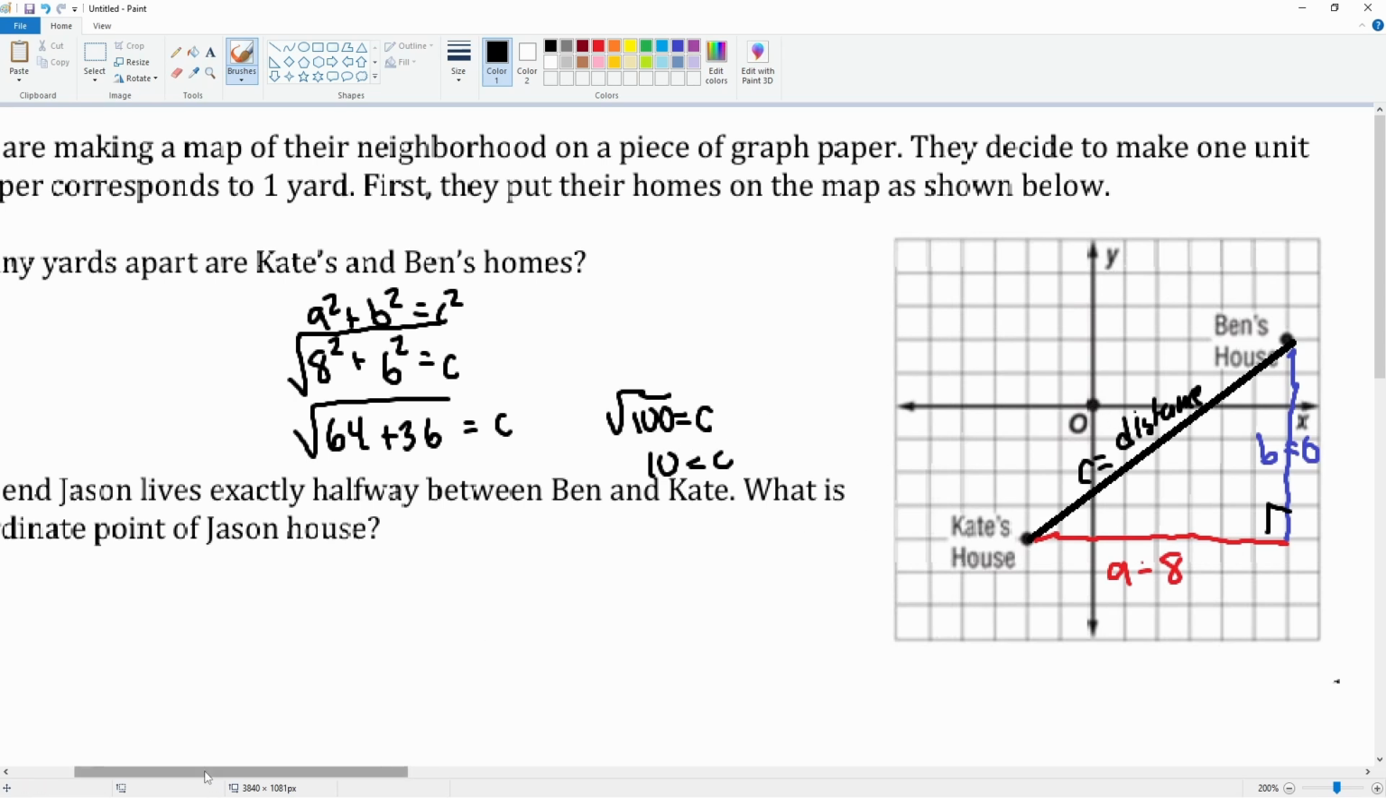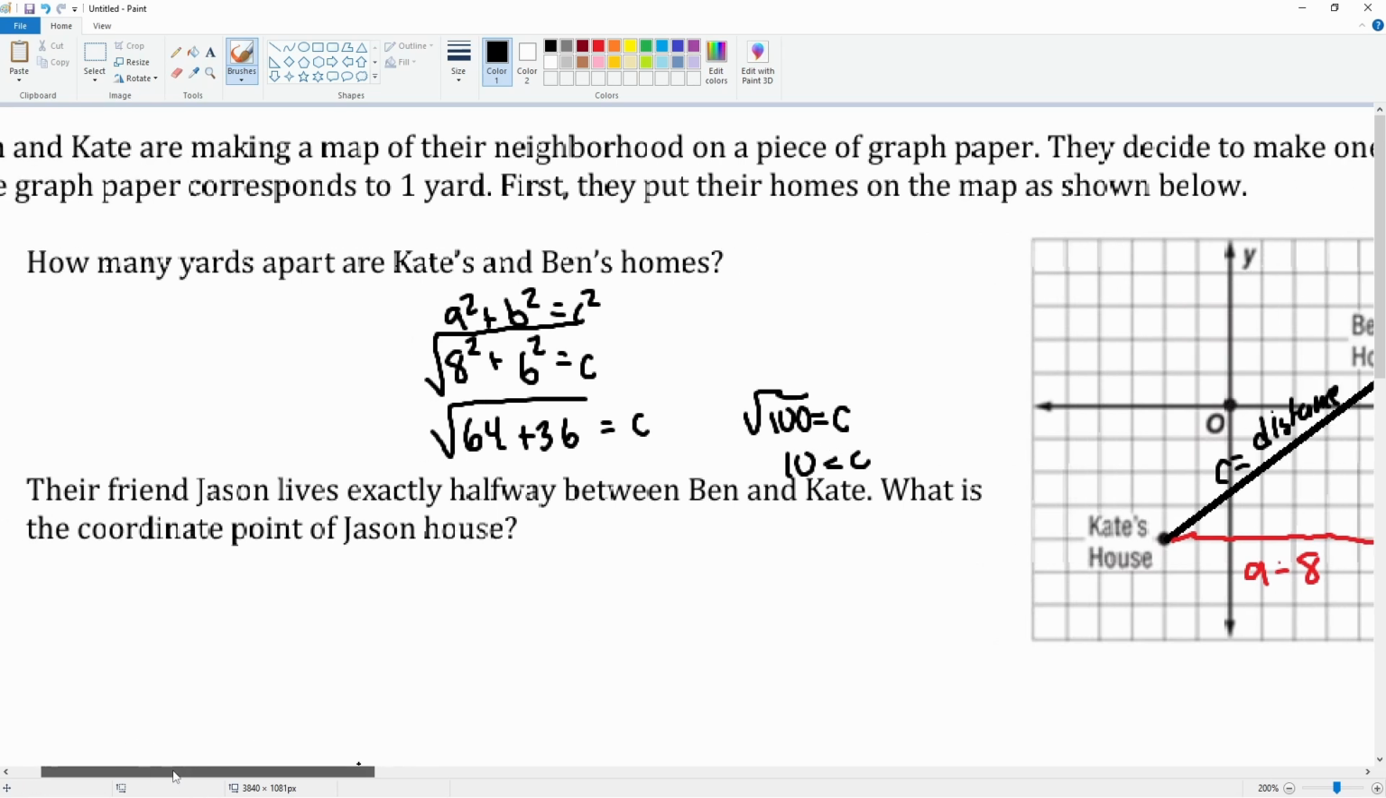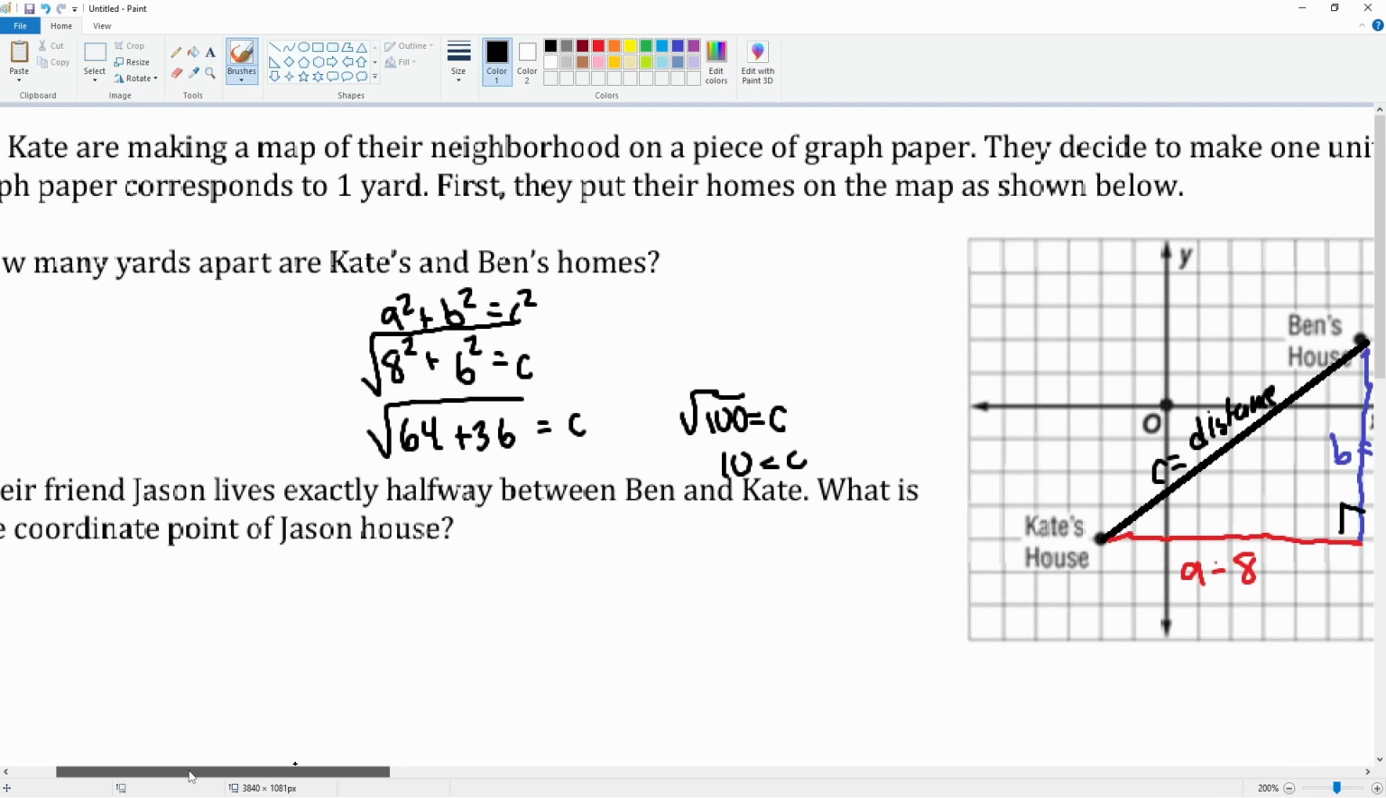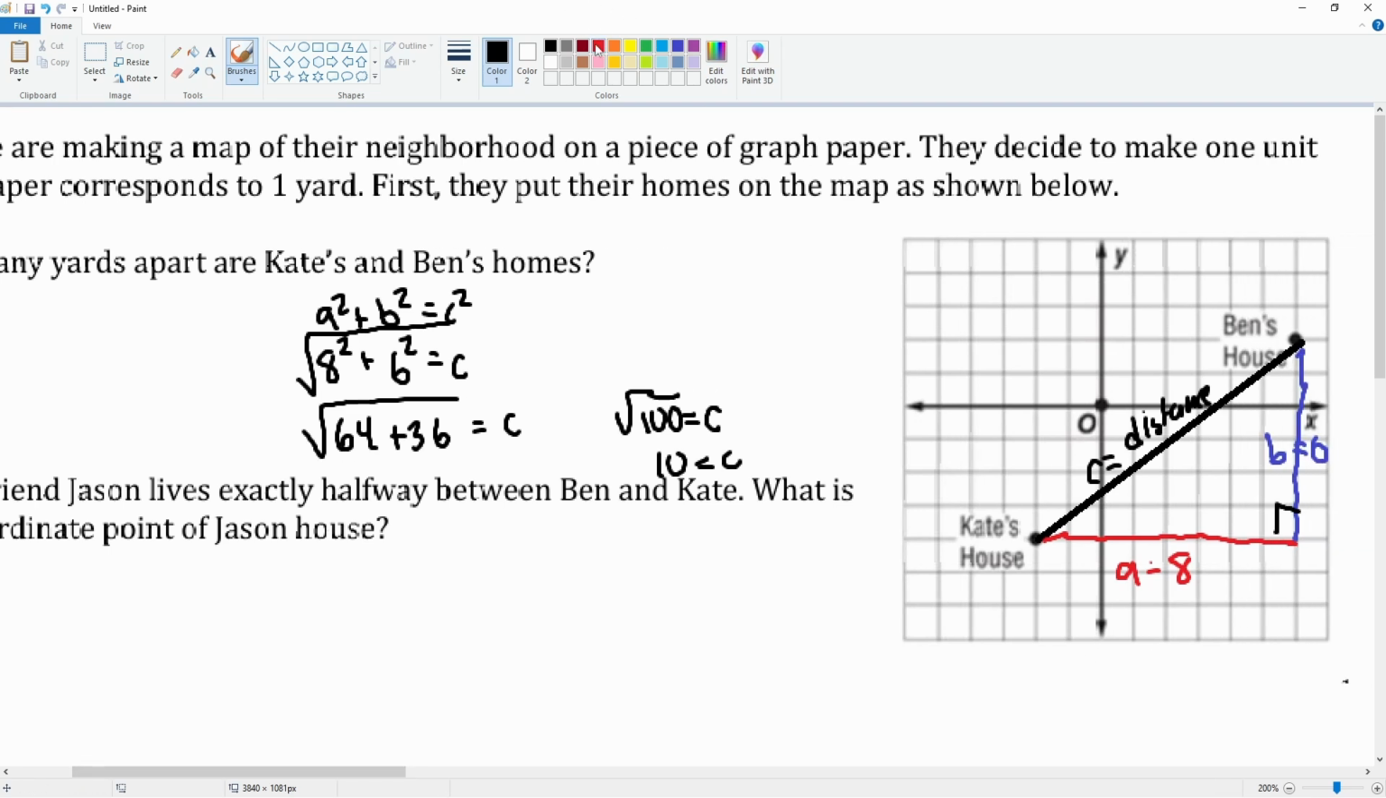That would be 10. Their friend Jackson lives exactly halfway between Ben and Kate. What is the coordinate? So notice this was 8 horizontally, so half of that would be 4. 1, 2, 3, 4, and then up 3 because that's half of 6. So here would be their friend Jackson's house, and it is the coordinate of (2, -1).